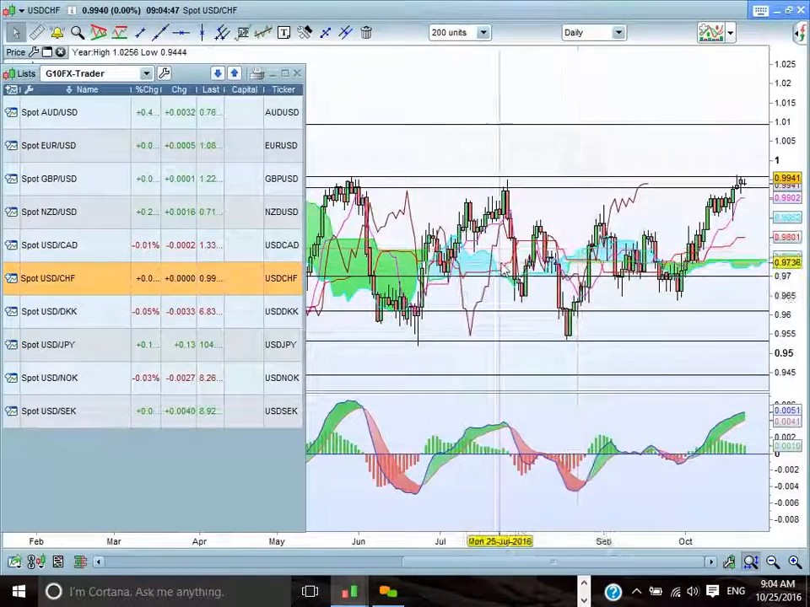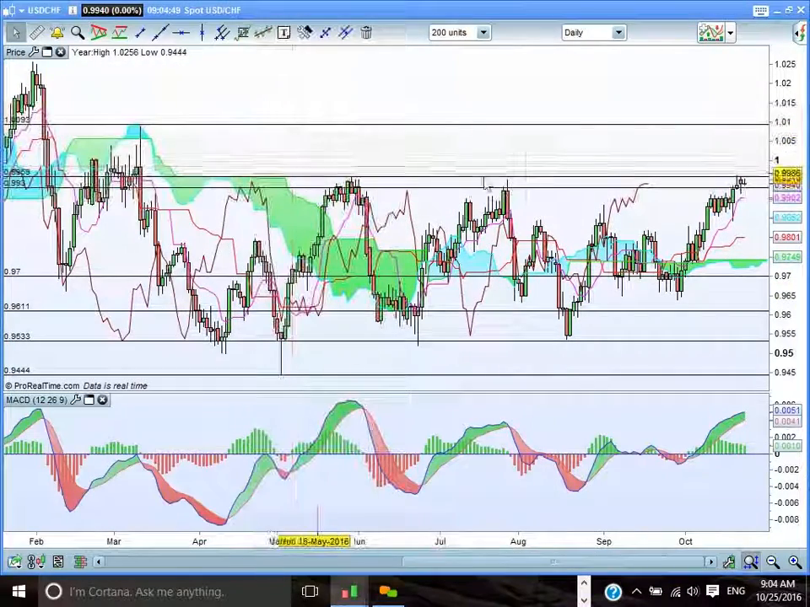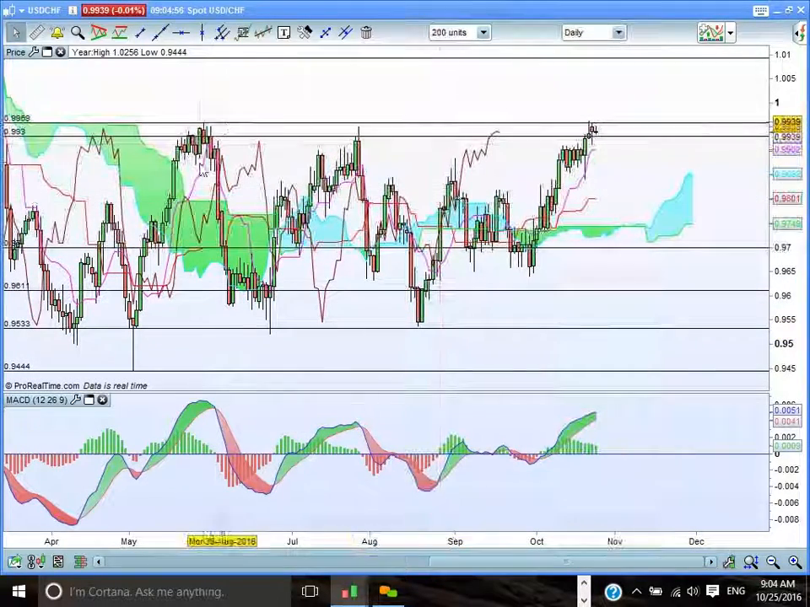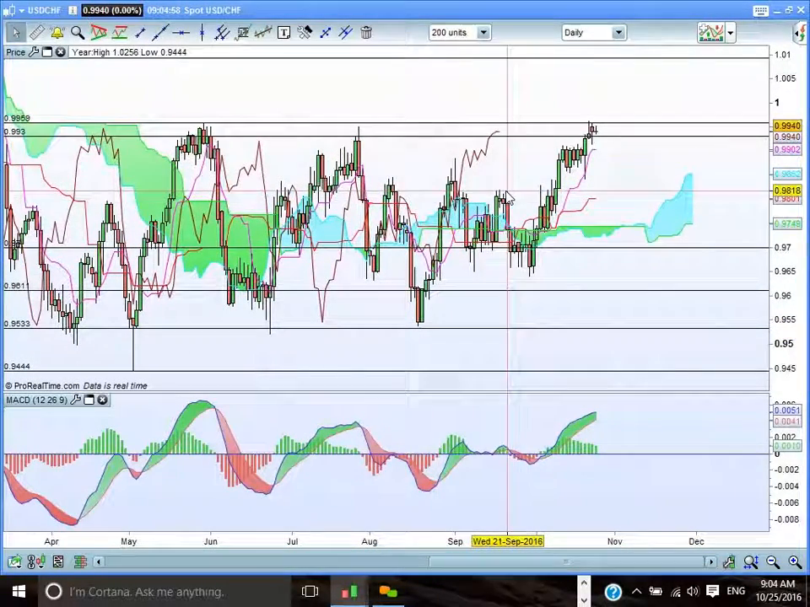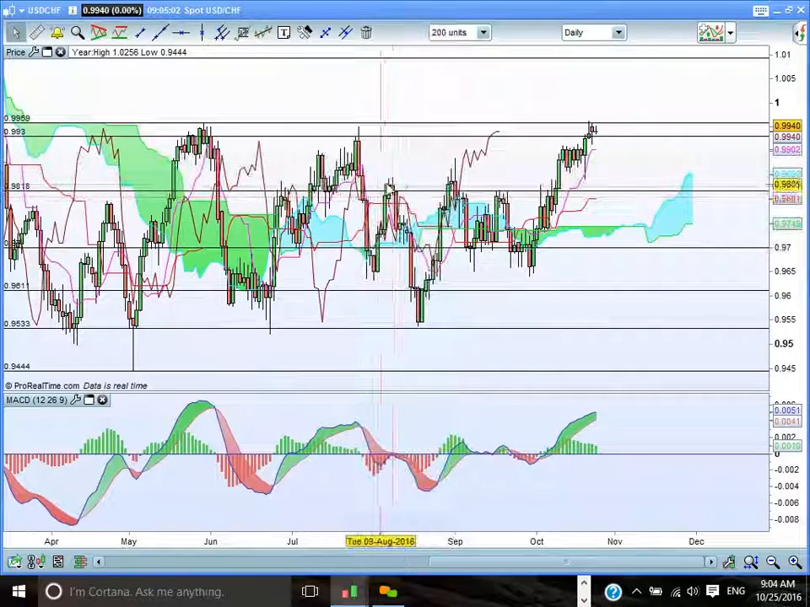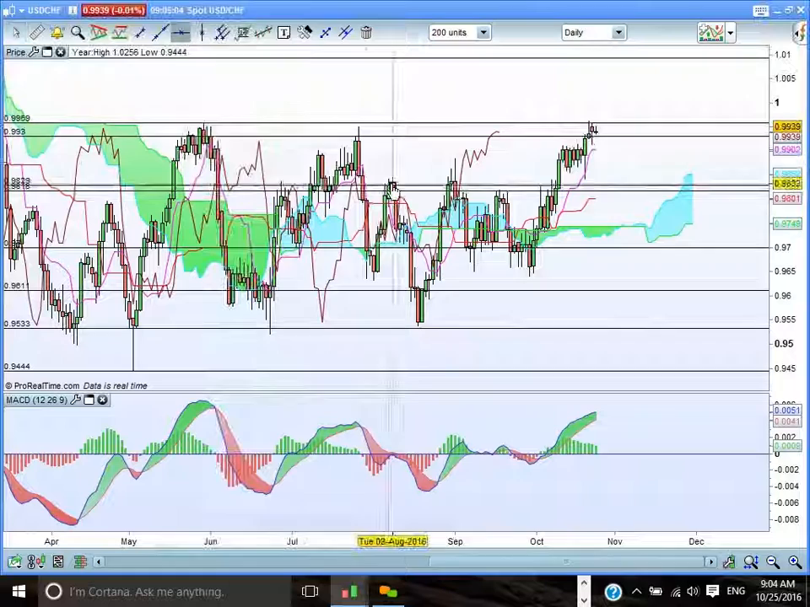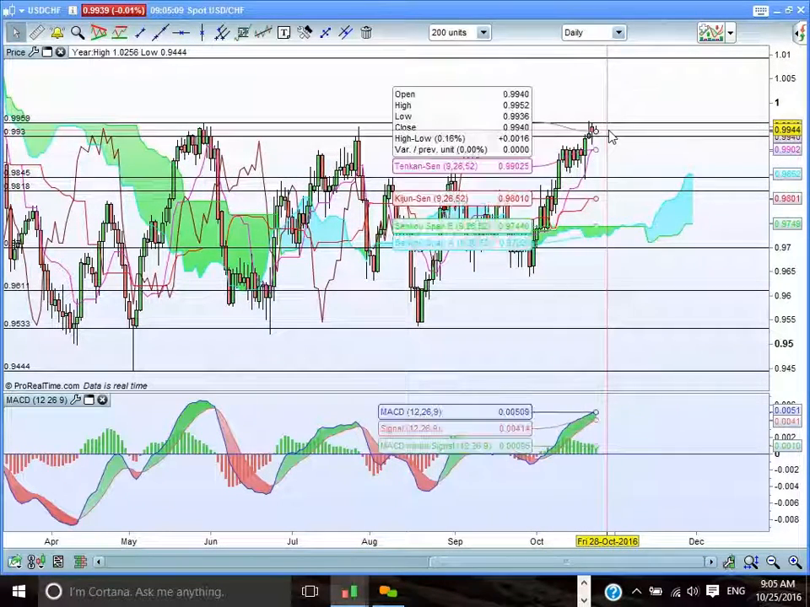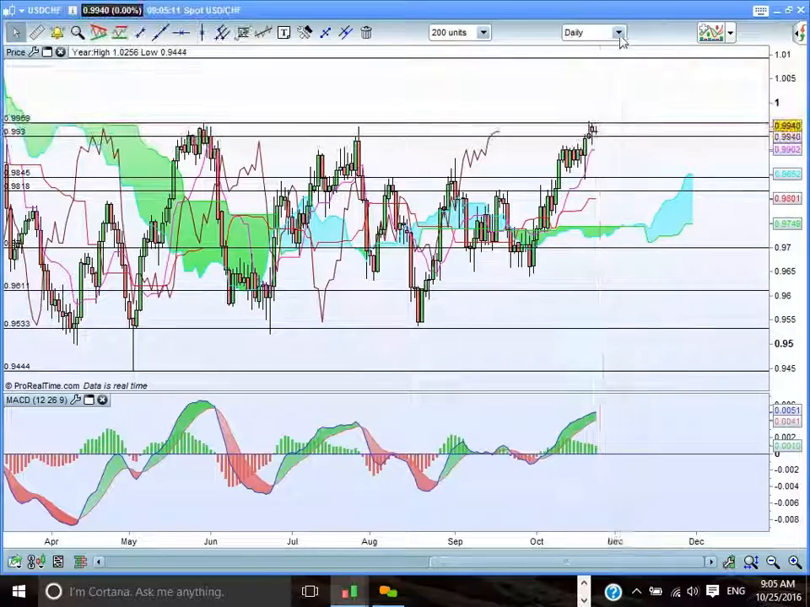US dollar Swiss franc, we're back at the old highs, old cloud resistance zones, ripe for a consolidation. It could come back to retest the old resistance zones, which are now new support. It could come back to retest these zones, that area there. So we could see a pullback here. We need a significant breakout here, but it looks rather like it's going to pull back.